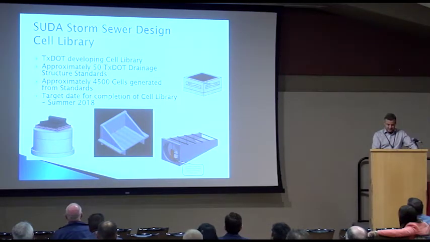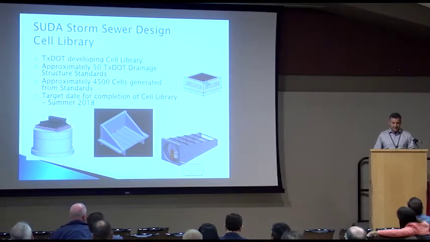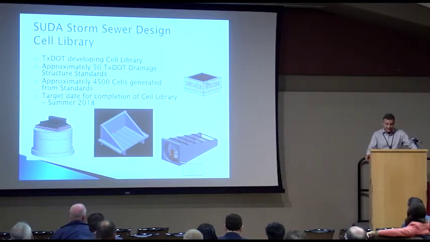So when you lay a network out, you put your pipes in. Those are pretty standard, but all your nodes, which are going to be your inlets, your SETs, your headwalls, those are all custom to TxDOT standards. So right now we have to build those cells in 3D. We're doing that. We've got 3 consultants on there helping us with that. We've got 50 TxDOT standards, and from that, about 4,500 cells are being generated right now. And the target date to get that done is summer of 2018.